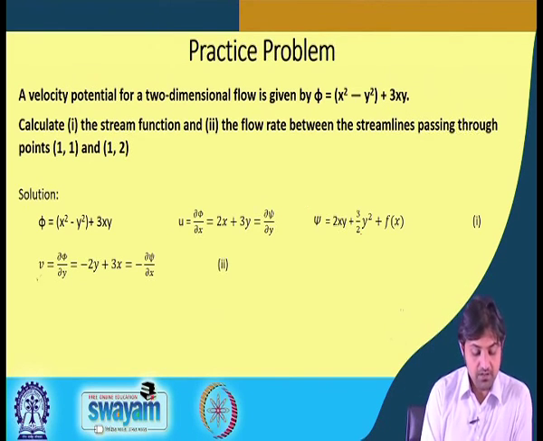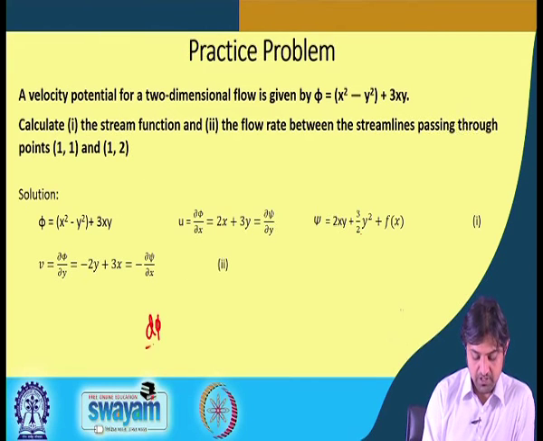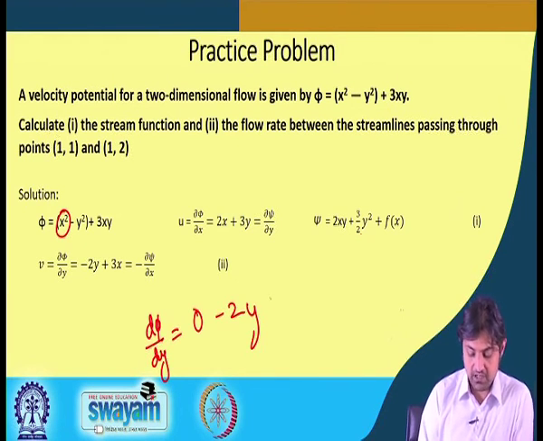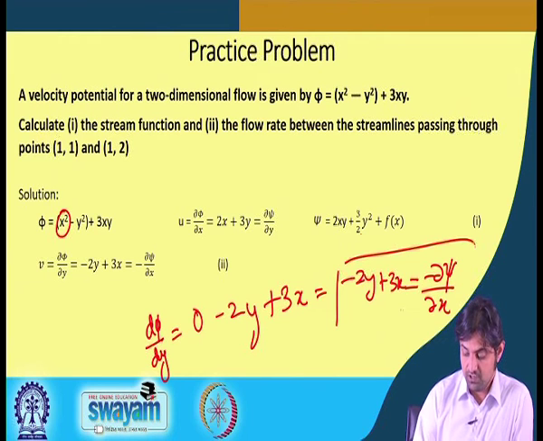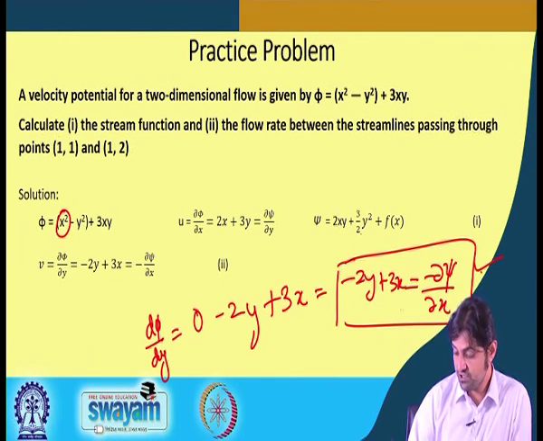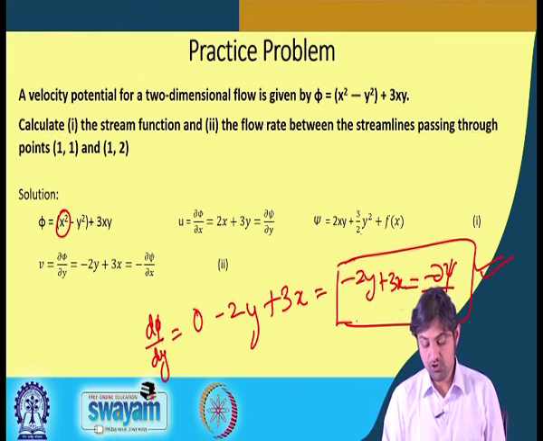Similarly, v is given as minus del phi by del y, so we should calculate this. Del phi by del y is equal to, see, x will become 0, because there is no y term here. So this will be 0 minus 2y plus 3xy will give 3x. This will become minus 2y plus 3x, and this is also equal to minus del psi by del x according to the definition, and when you integrate this equation you will be able to solve this for psi again.